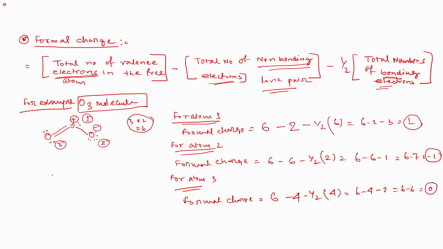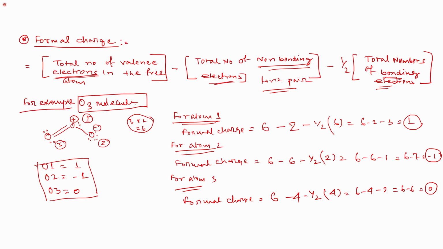So the formal charge, if you see, for oxygen atom 1 is 1, for oxygen atom 2 the formal charge is minus 1, and for oxygen atom 3 the formal charge is 0. So this is the fact for every oxygen atom. You can calculate the formal charge of each oxygen atom. This is an ozone molecule, this is an O3 molecule.